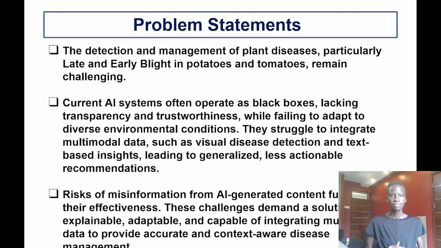Next, we have the problem statement. The detection and management of plant diseases, particularly late and early blight in potatoes and tomatoes, remains challenging. Current AI systems often operate as black boxes, lacking transparency and trustworthiness, while failing to adapt to diverse environmental conditions. They struggle to integrate multimodal data, such as visual disease detection and text-based insights, leading to generalized, less actionable recommendations.